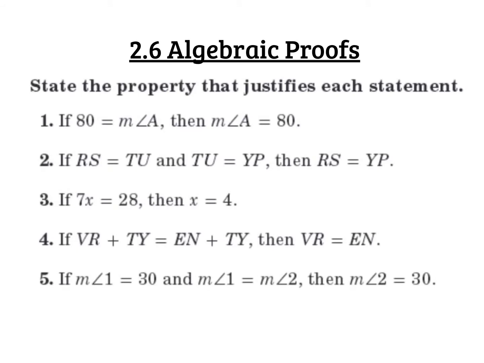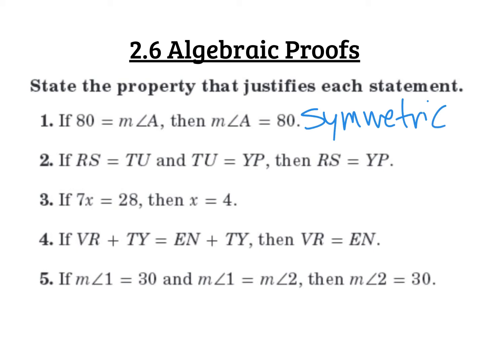So here we have: state the property that justifies each statement. In the first example, we have if measure angle A equals 80, then 80 equals measure angle A. All we're doing here is swapping the order. 80 equals A, therefore A equals 80. And that is true, right? If x equals 5, then 5 equals x. When you're just switching the order, this is the symmetric property of equality. The symmetric property of equality says you can switch the order.